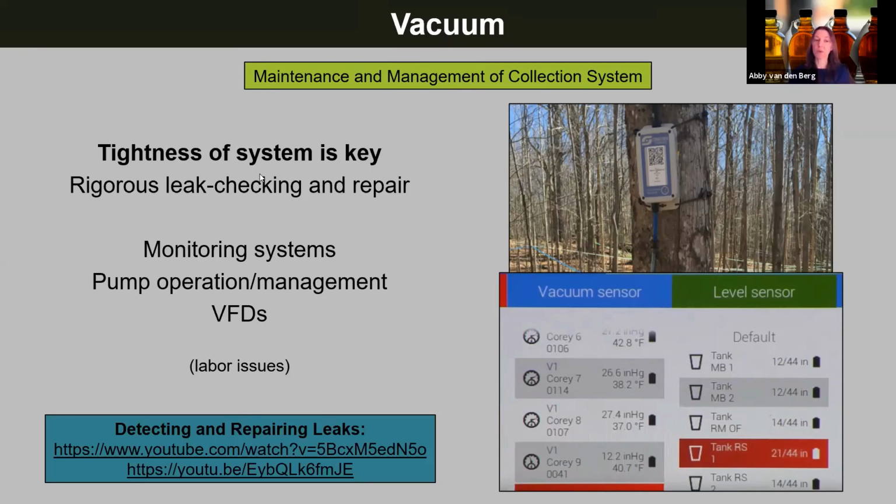Monitoring systems can really help with this. They can help you troubleshoot where big problems are without having to do a full tour around the woods. They often don't prevent you from having to do a full tour around the woods, especially for finding really tiny leaks. But in terms of really knowing how to best deploy your limited resources, especially if you have labor issues, they can be great for that.